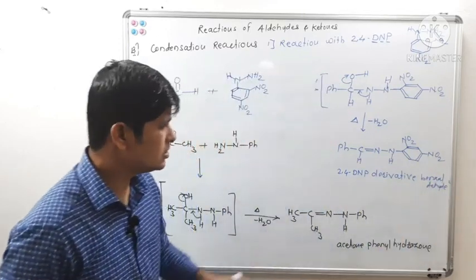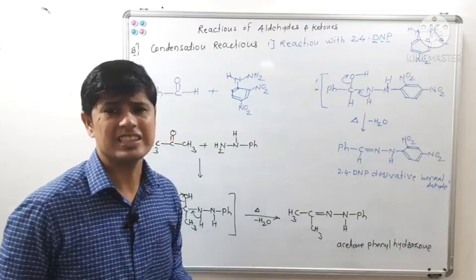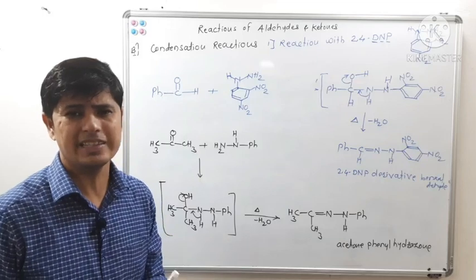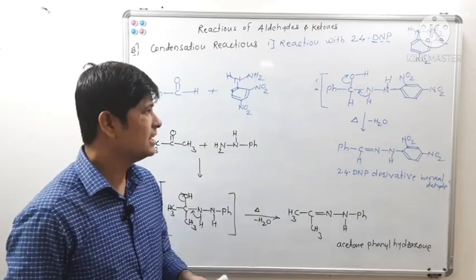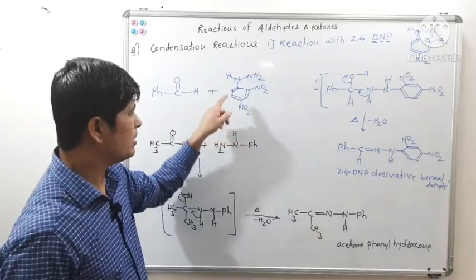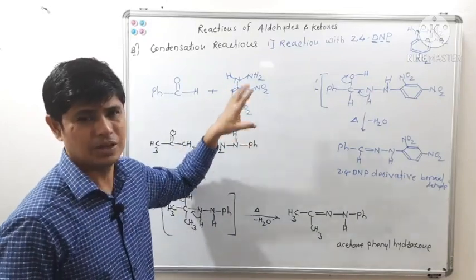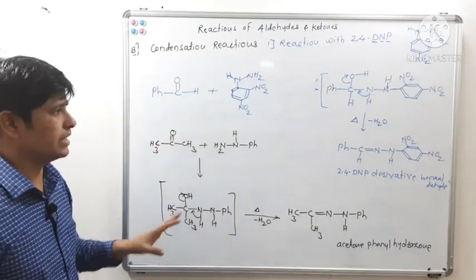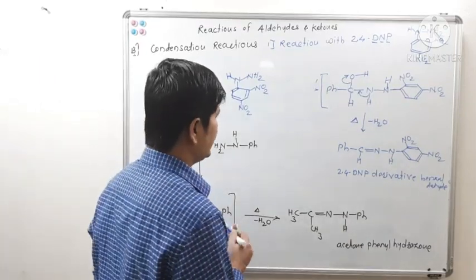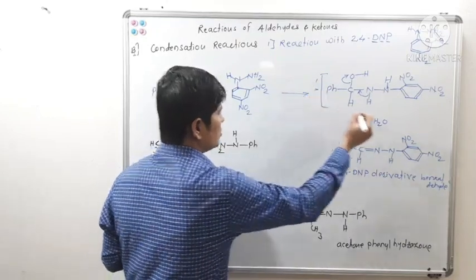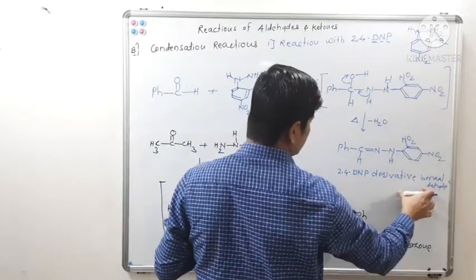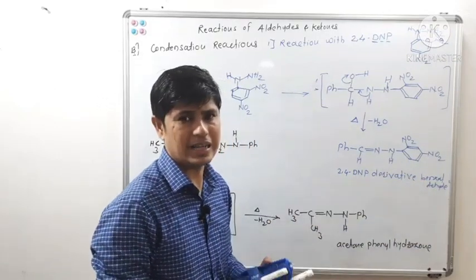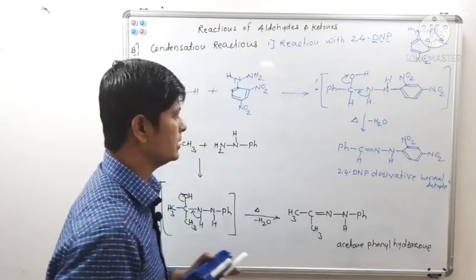This is an orange crystalline solid product. The 2,4-DNP derivative of benzaldehyde is an orange crystalline solid. This reaction is very quick because this reagent is very reactive. 2,4-DNP is very reactive with either aldehyde or ketone, hence this reaction is very quick and it will immediately give the 2,4-DNP derivative of the corresponding aldehyde or ketone.